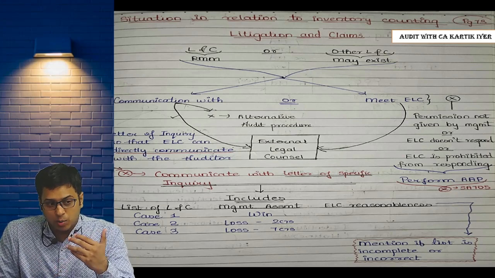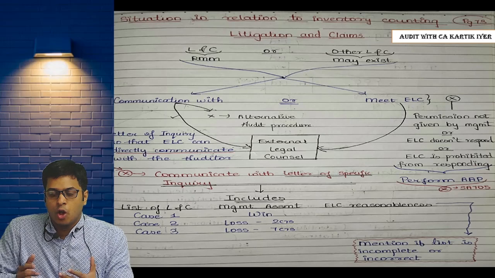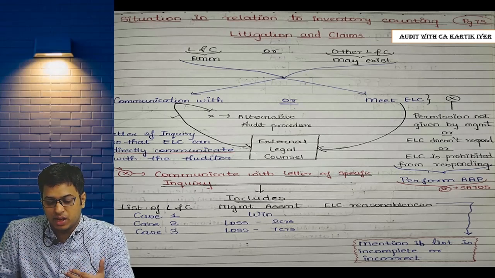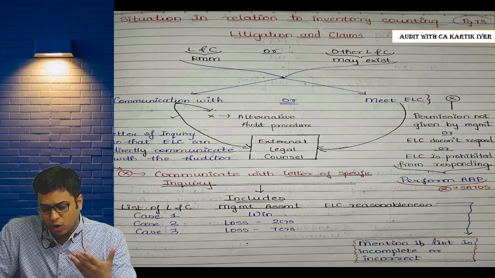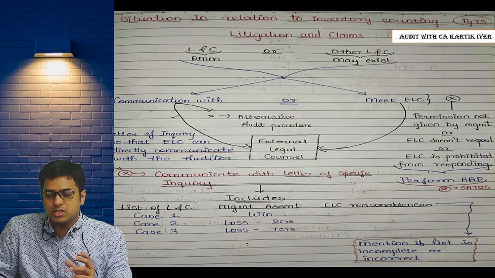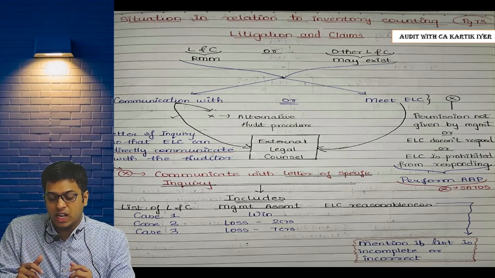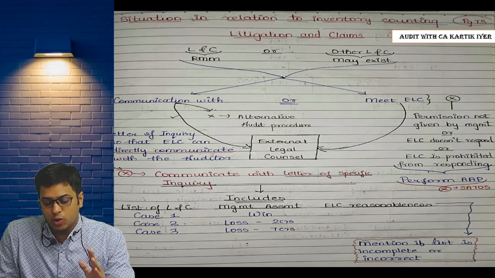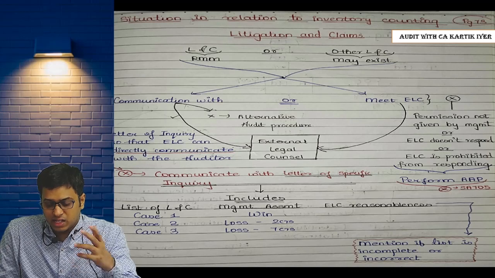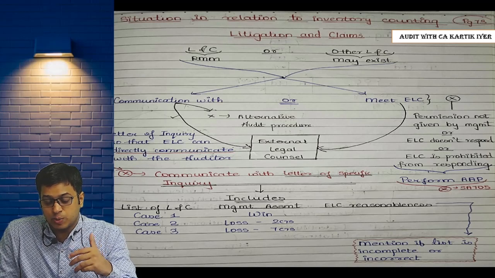If the auditor is able to communicate with the external legal counsel, the auditor will obtain this information by sending something called a letter of inquiry, so that the external legal counsel can directly communicate with the auditor. But in the class I told you, sometimes the management will not allow you to have a direct communication with the external legal counsel. Management will insist, nahi, we will only allow you to ask specific questions only. And if that is the case, then that is called communicating with a letter of specific inquiry.